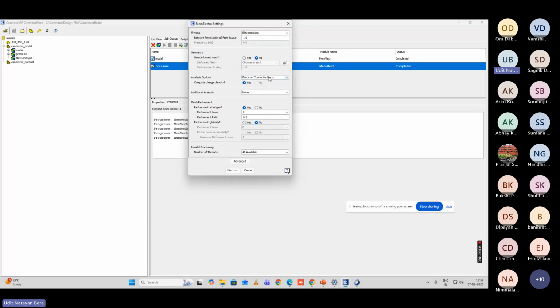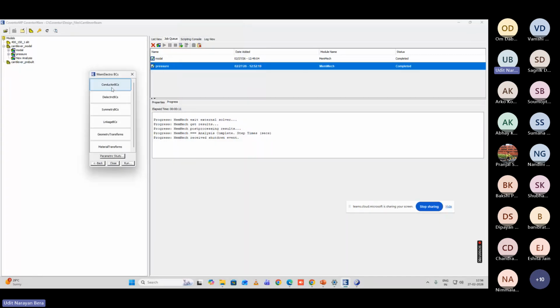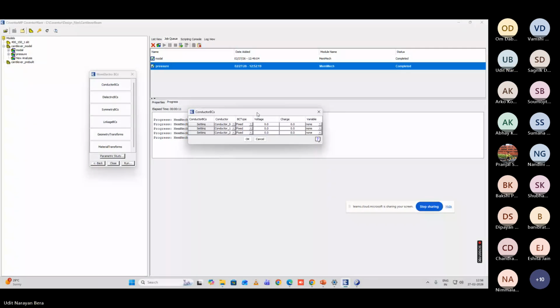And for betterment, let's go for T. This is for the iteration. I'm selecting it, no problem. Next, we will be selecting a different kind of boundary condition, that is the conductor boundary condition. You can see here conductor 0, conductor 1, conductor 2. Now the problem will be, if you don't know which one is the actuation electrode, you will be mistaken about where to apply the voltage.